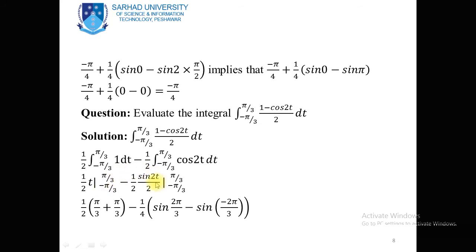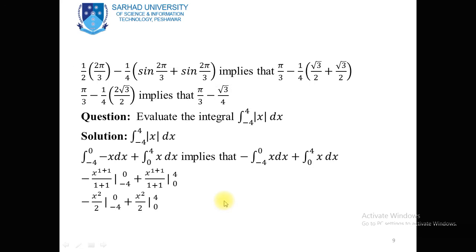Now just the limit is different from the previous problem. Putting the upper limit pi by 3 minus the lower limit, which is also minus pi by 3, so minus plus, so pi 1 over 2 into pi by 3 plus pi by 3 minus 1 over 2 multiplied by 1 over 2 is equal to 1 over 4. Putting the upper limit pi by 3, so sin 2 pi by 3 minus sin into minus 2 pi by 3, minus pi by 3 is the lower limit, so this minus plus, so we obtain 1 over 2 into 2 pi divided by 3 minus 1 over 4 into sin 2 pi by 3 plus sin 2 pi by 3.